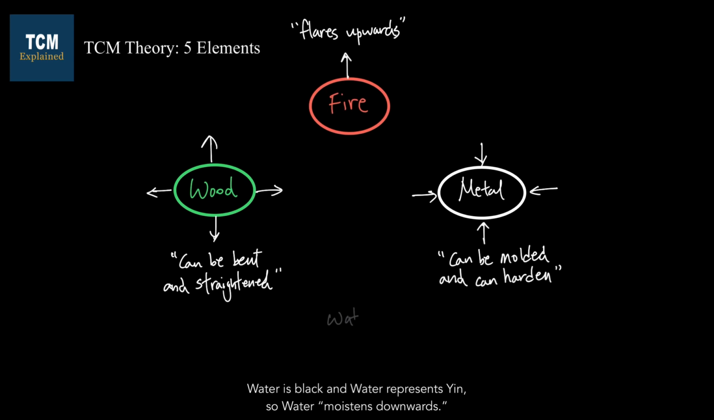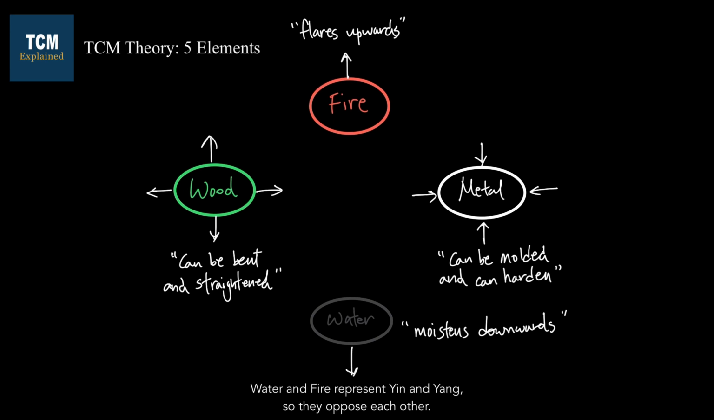Water is black, and water represents yin, so water moistens downwards. Water and fire represent yin and yang, so they oppose each other. Fire is hot, water is cold, fire flares upwards, and water moistens downwards. Water changes its shape depending on which kind of container it is being poured into, so that represents the passive nature of yin.